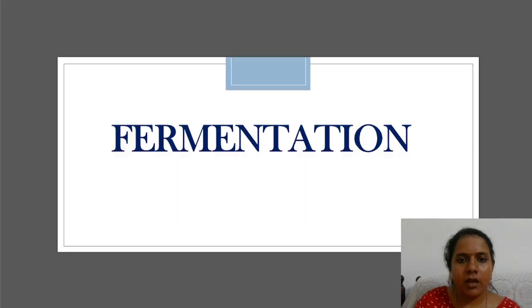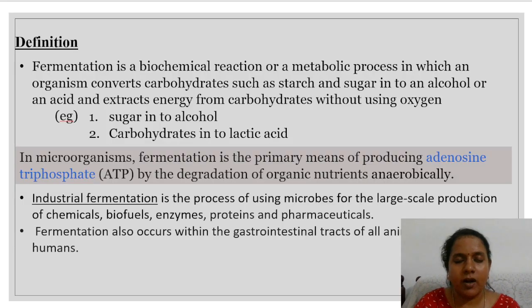Okay, next is fermentation. In the fermentation process, we already know that without oxygen we produce a useful byproduct, that is useful biogas. Okay, the definition: fermentation is a biochemical reaction or metabolic process in which an organism converts carbohydrates such as starch and sugar into alcohol and acid and extracts energy from carbohydrate without oxygen, sugar into alcohol, and carbohydrate to lactic acid, that I had already discussed above.